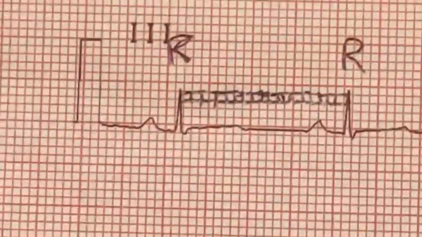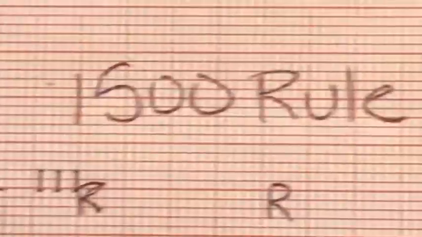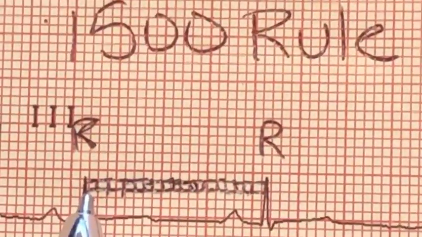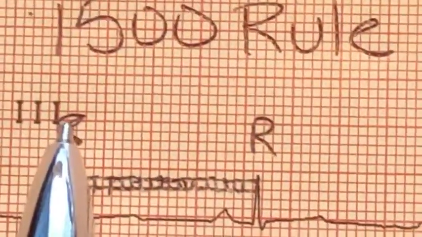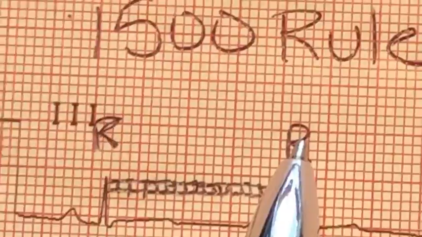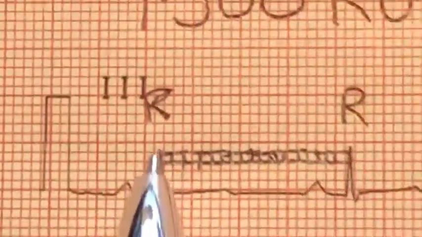The 1500 rule is when you count the tiny boxes in between one R and another R. So I outlined these boxes, and we're going to get a little bit closer. If we count those boxes, there are actually 19 boxes in between each R.